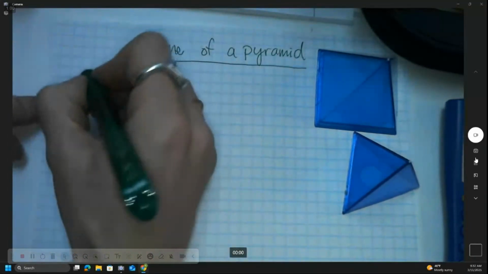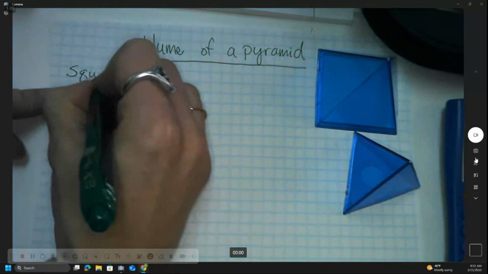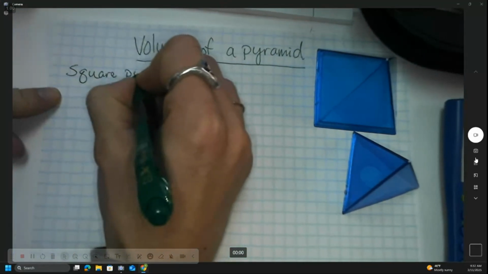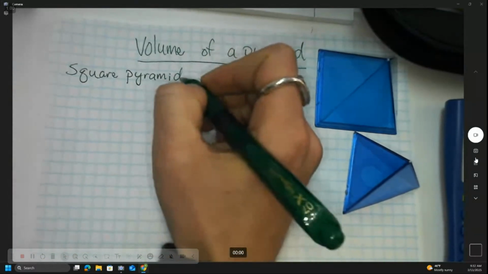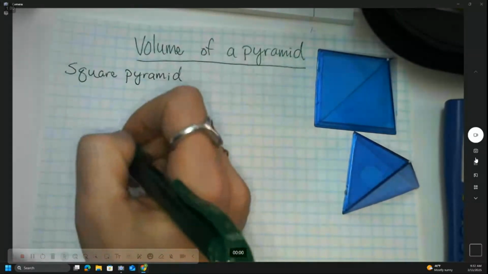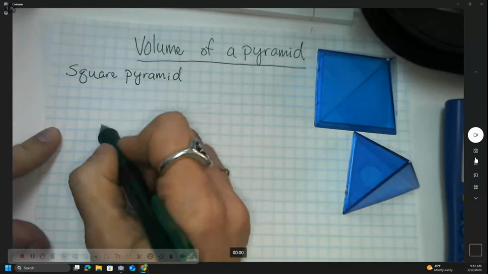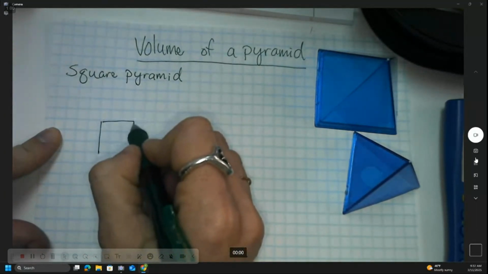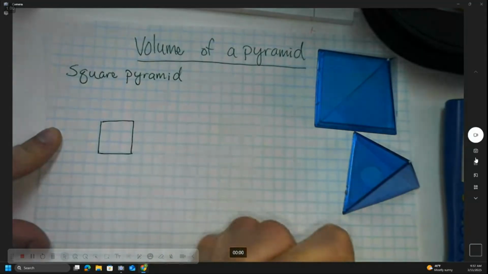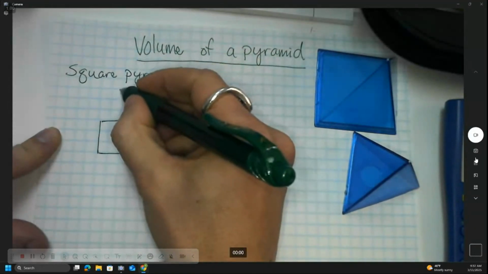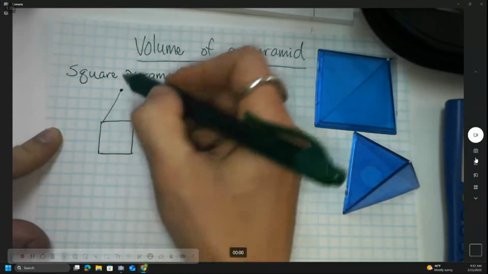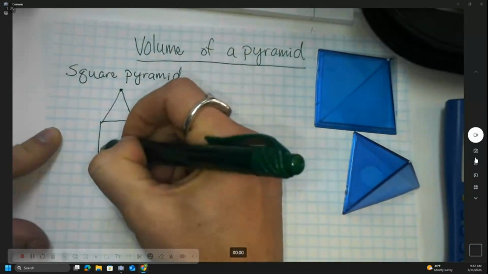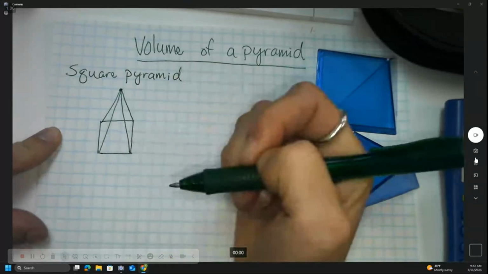So let's talk about the square pyramid first. It's also called a rectangular pyramid. And I want you to draw it best you can. The first thing I suggest is that you draw a perfect square. And then when you draw a pyramid, draw a point up there, and then all edges go up to the point. And then you create your pyramid.